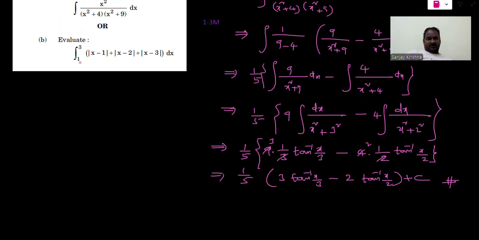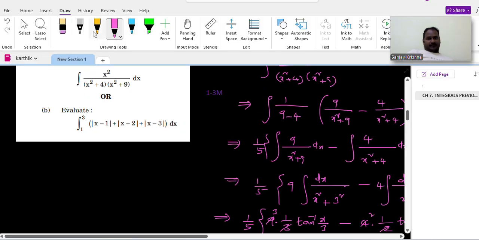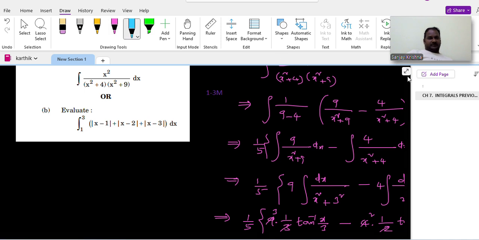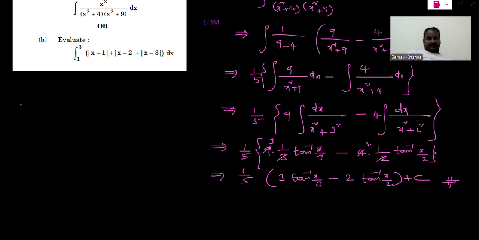See, here it is integral 1 to 3, right? So integral 1 to 3 f of x into dx. Now the second part of the problem is part B: integral 1 to 3 of modulus of x minus 1 plus modulus of x minus 2 plus modulus of x minus 3 into dx.